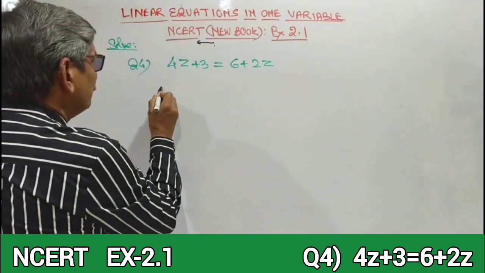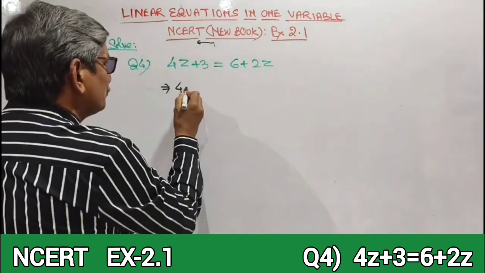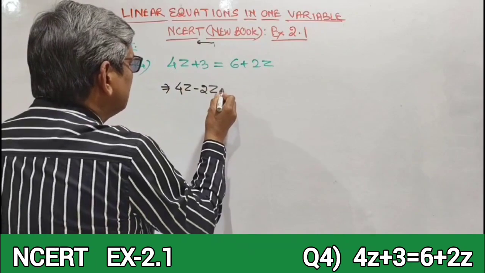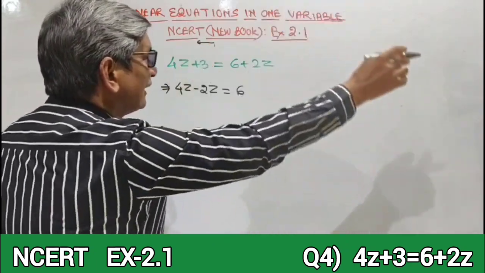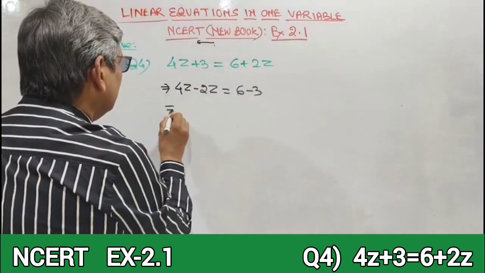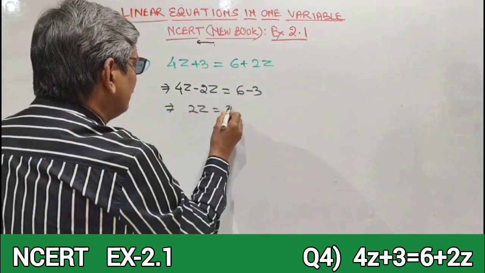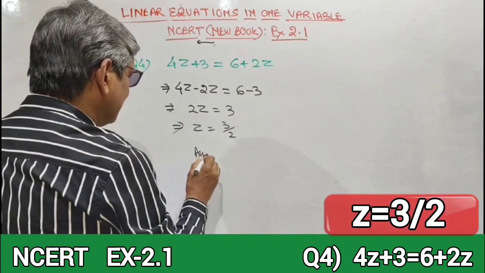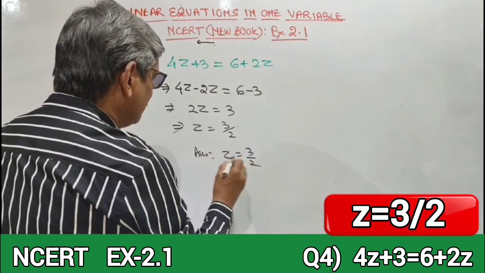So what are we actually going to do? We'll keep all the variables together. So 2z comes to the left hand side and becomes minus 2z. This is equal to 6, and 3 goes to the right hand side, that is, it is transposed to the right hand side. So this becomes 6 minus 3. This becomes 2z = 3. So z = 3 by 2. So the answer is z = 3 by 2.